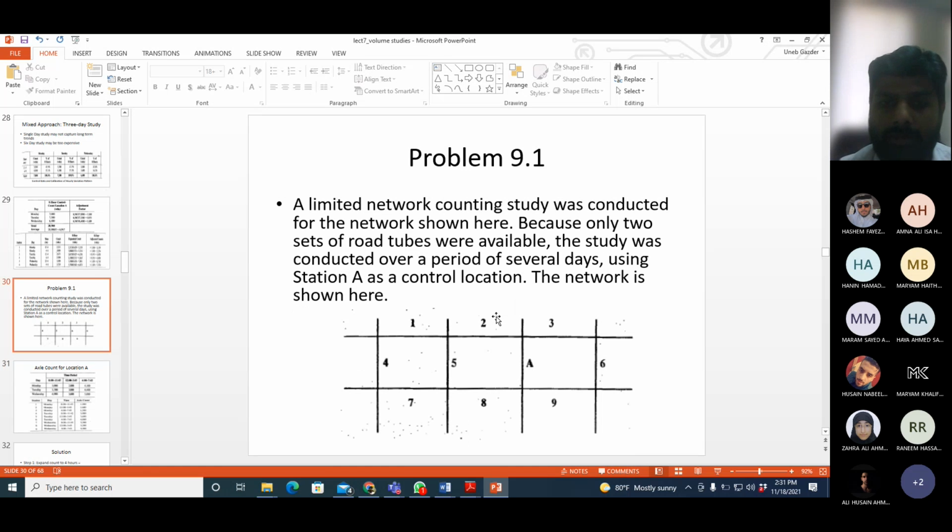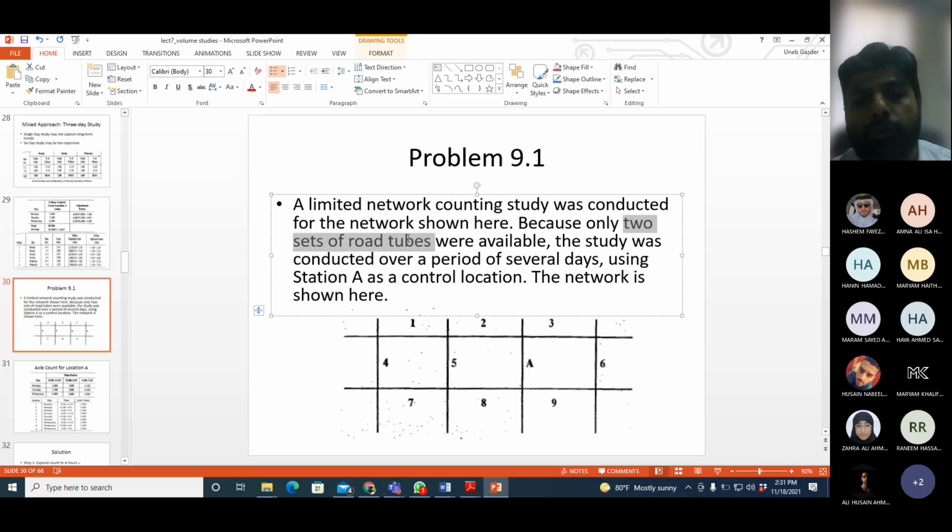First of all, an important point. They had 2 sets of pneumatic road tubes. Okay, we are talking about a pneumatic road tube, so they have 2 sets of it. One set of road tubes will be on location A, which is a control count location. The other set of road tubes will be shifted from location 1 to 9 during the study period.